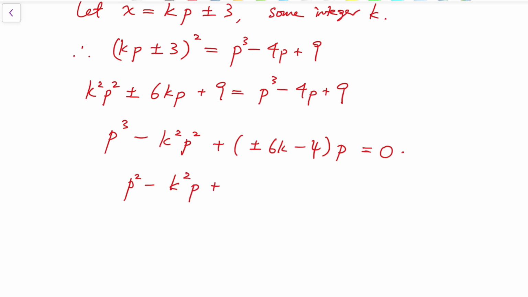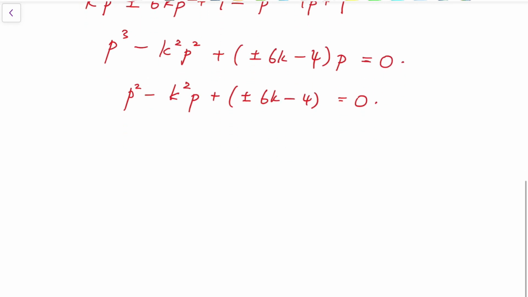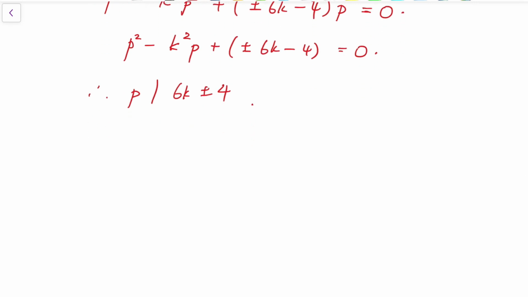And of course, a prime cannot be 0, so p squared minus k squared p plus or minus 6k minus 4 is equal to 0. So I can conclude that 6k plus or minus 4 is a multiple of p. Now, if p is even, then of course it's fine, because 2 must divide 6k plus or minus 4. The coefficients are all even.